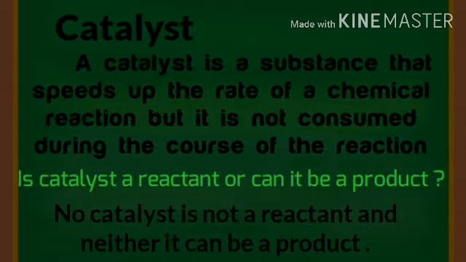Catalyst. A catalyst is a substance that speeds up the rate of a chemical reaction, but it is not consumed during the course of the reaction. Is a catalyst a reactant, or can it be a product? No, a catalyst is not a reactant and neither can it be a product.